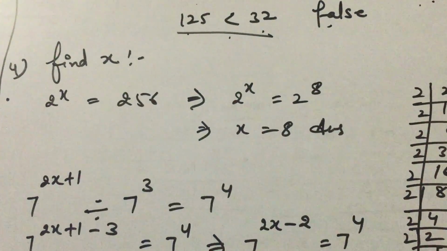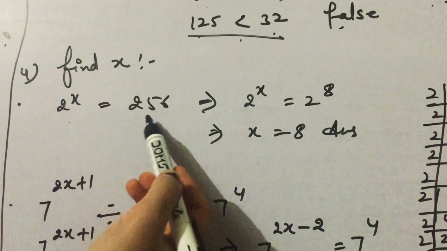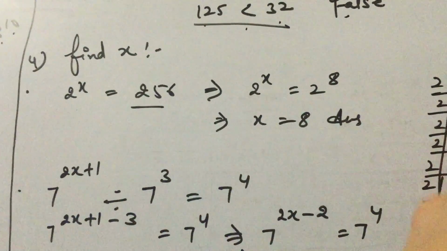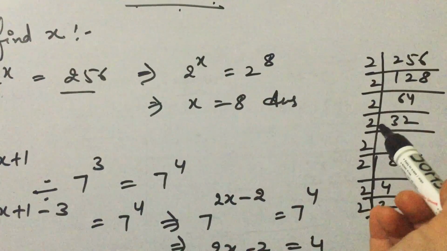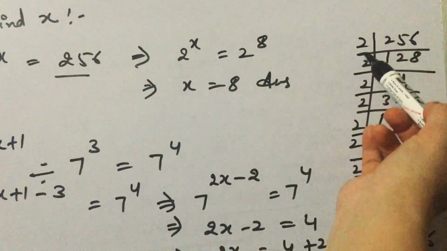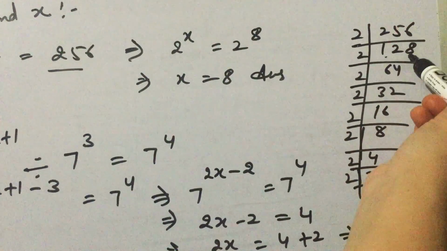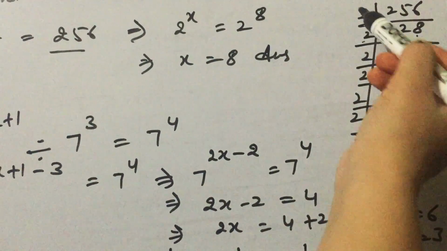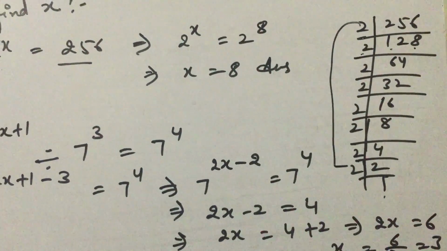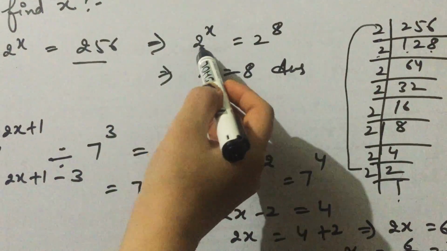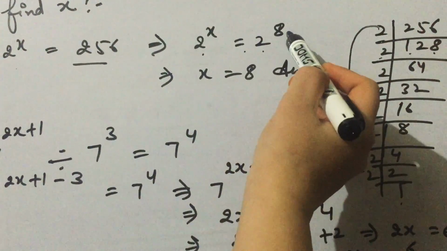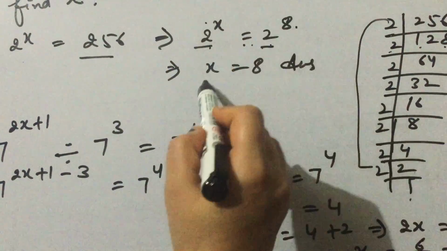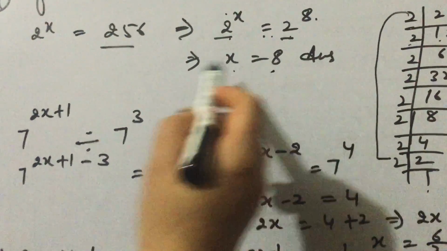Next, find the value of x. The question is 2 raised to power x equal to 256. Now 256, by prime factorization we can factorize 256 by 2, then we get 128, divide by 2 again. So here by prime factorization we get 2, 8 times. So 256 we can write here, 2 raised to power x equal to 2 raised to power 8. Now the base is the same, the equal sign is here, so the powers will be equal. x equal to 8 is the answer.